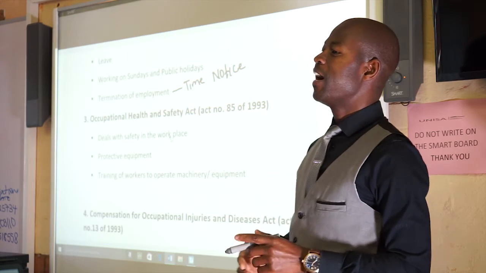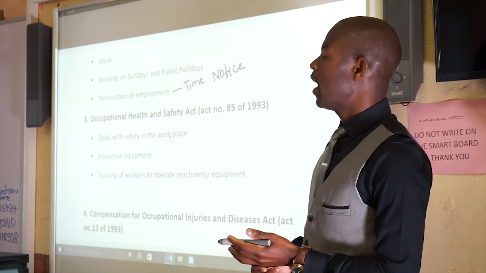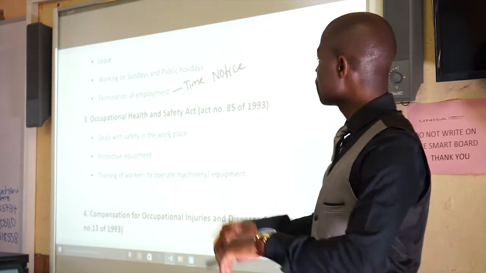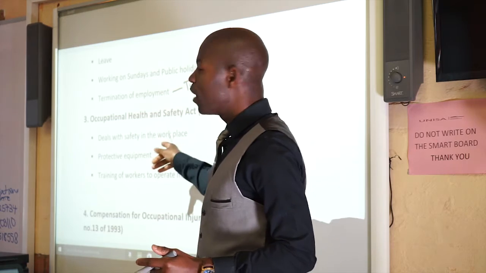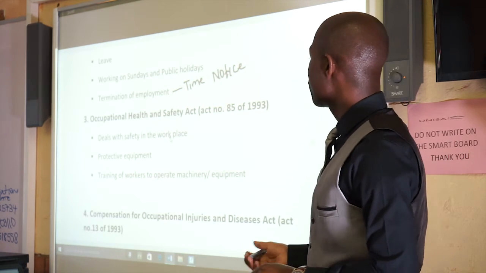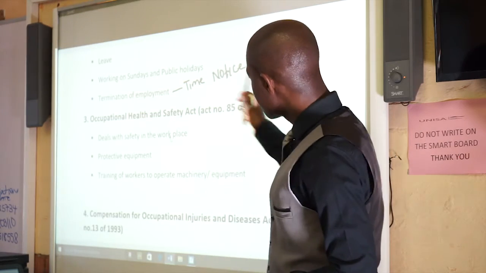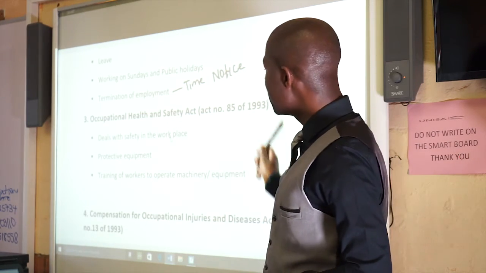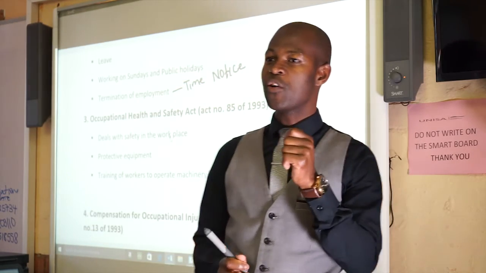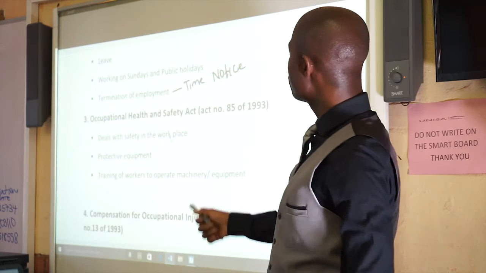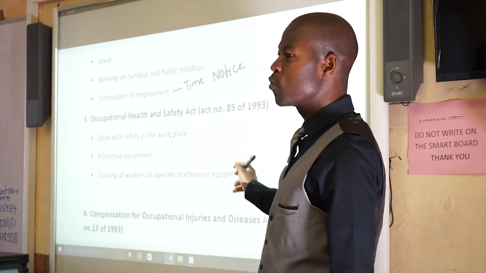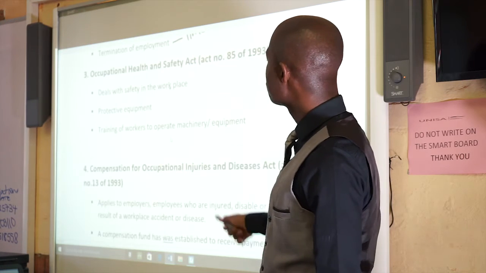That is to say, if you are a machine operator, you are to operate a machine wearing the correct PPE, personal protective equipment. You need not work without the protective clothing. But also it deals with training of workers to operate machinery or equipment. So this is covered under the Occupational Health and Safety Act. Right. That is to say that if you are working using machinery or a certain equipment, you need to be trained for that. Because once you get injured, the first thing to be asked is, were you trained for that or not?